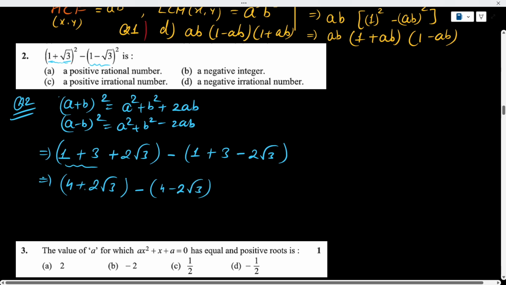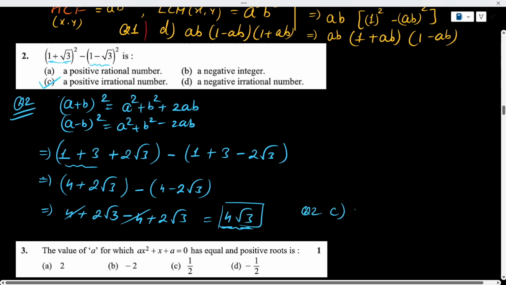In these kind of questions, you need to be careful with the sign, right? So this is 4 plus 2 root 3 minus 4 plus 2 root 3. If you do the simplification here, what are you going to get? 4 root 3. So 4 is a rational number, root 3 is an irrational, and the product of a rational and irrational is always an irrational number, right? And this number is positive. So which option is the right option? Option C, a positive irrational number. So for question number 2, the right option is C, and you will mention your answer, right?